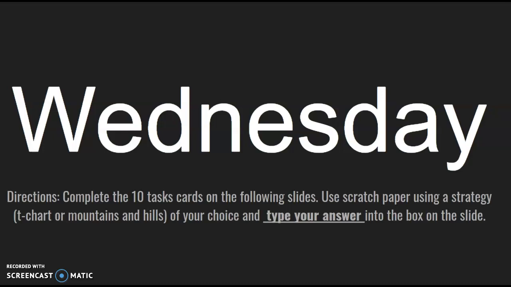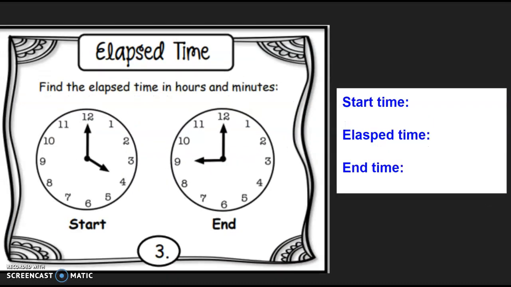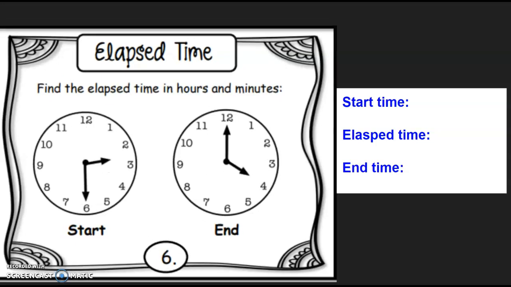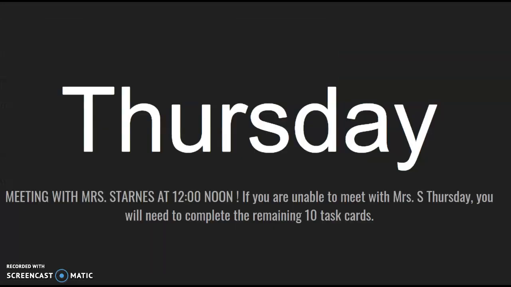Now, Wednesday, we're switching it up just a little bit, and we have uploaded elapsed time task cards to this Google Slides. So on a sheet of scratch paper, you're going to need to use a method, T-chart, or the mountains and hills to find the elapsed time. So here is all of Wednesday's. You have 1, 2, 3, 4, 5, 6, 7, 8, 9, 10. 10 task cards on Wednesday.